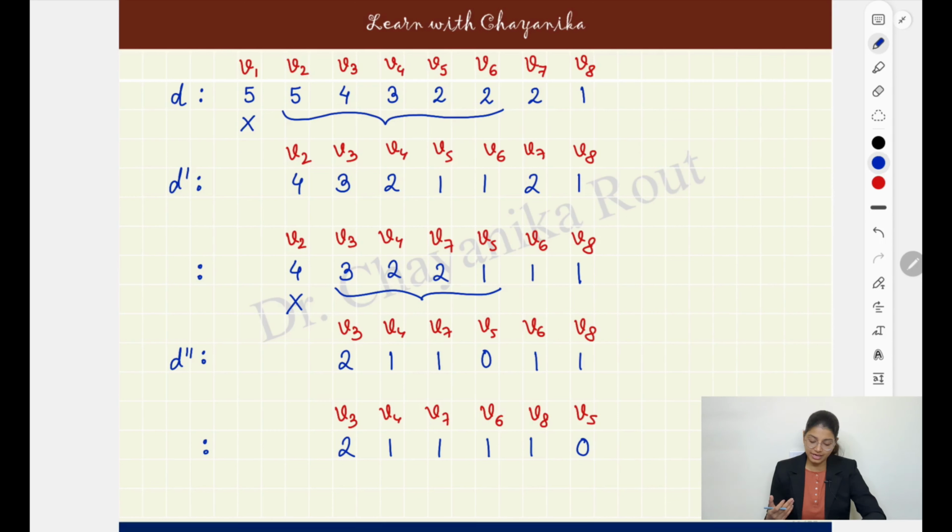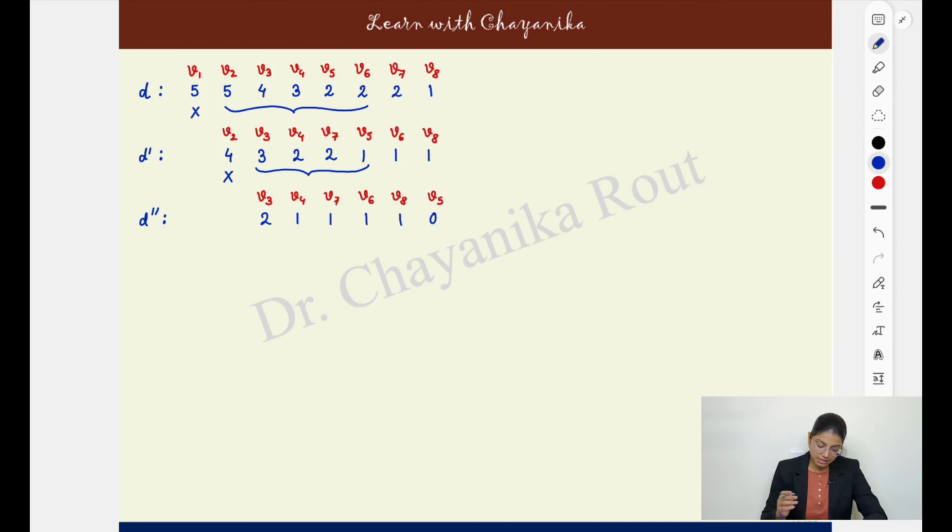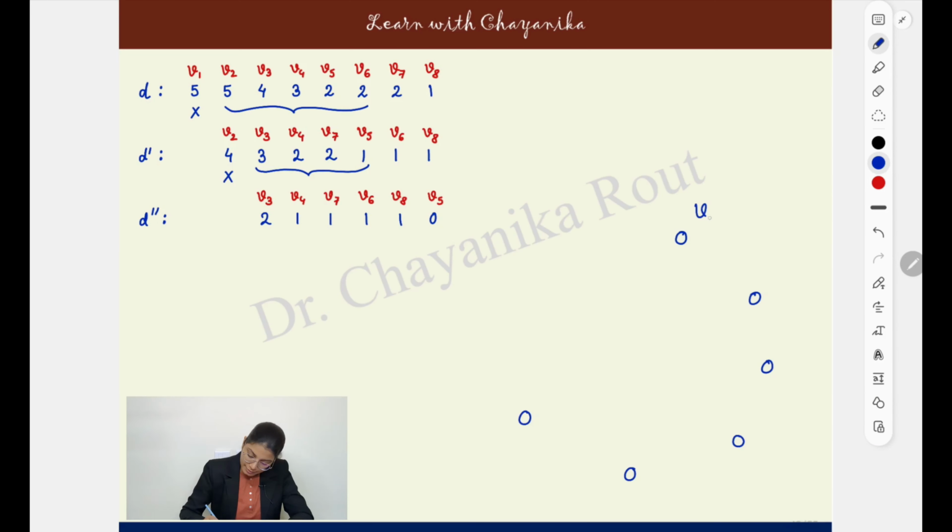Well, I will stop here and I will try to draw the graph. So these are the sequences. Now if I see D double dash, here I have 6 vertices in total. Names of the vertices are V3, V4, V7, V6, V8 and V5. Here I can see V5 is having degree 0. So V5 will be an isolated vertex.